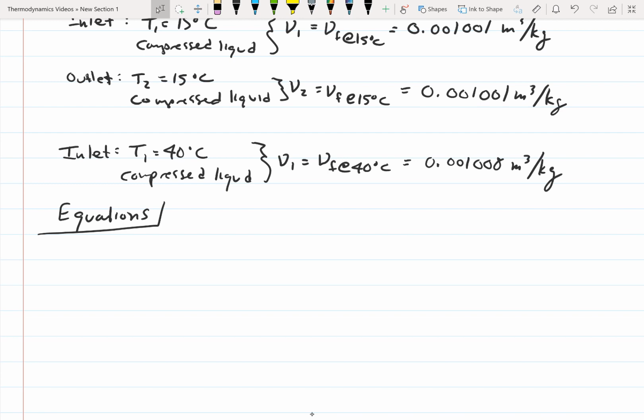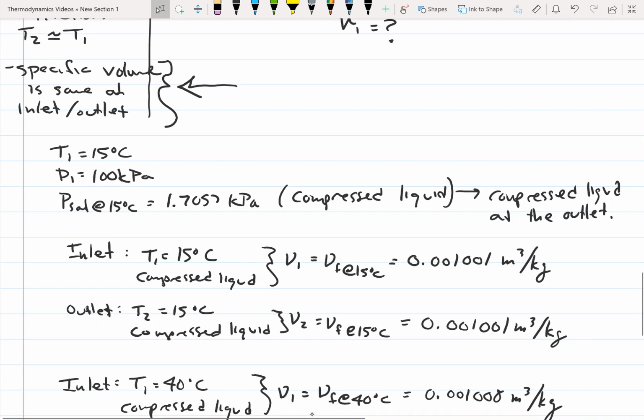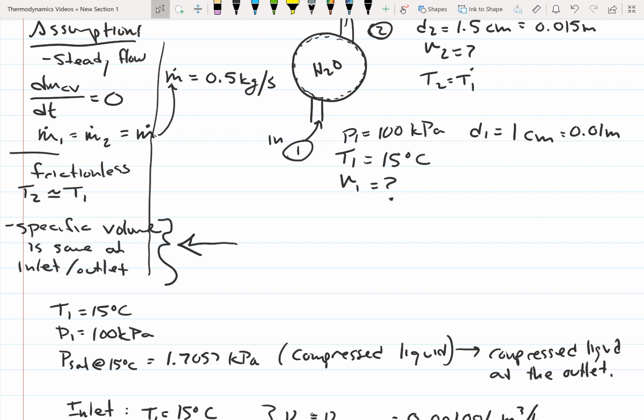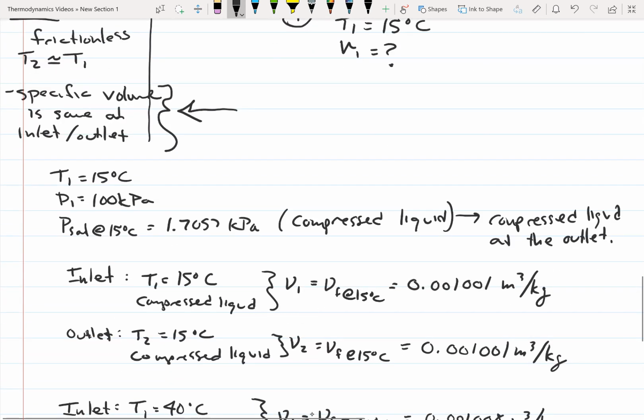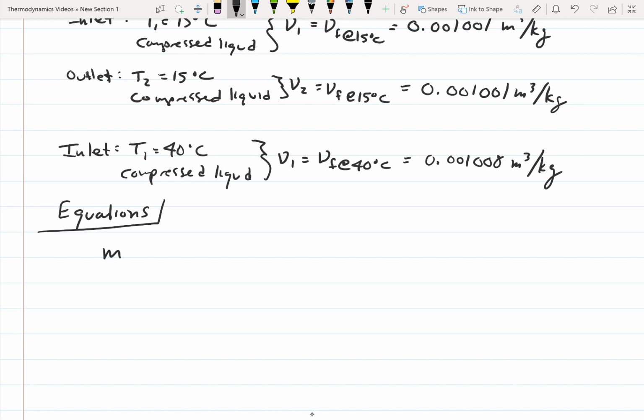Basically, we're just going to need a mass balance. We've already kind of done that in our assumptions. Since we've assumed steady flow, the mass in the control volume isn't changing with time, so the mass in is equal to the mass out. So m dot 1 is equal to m dot 2. The mass flow rate is equal to the velocity multiplied by the area over the specific volume, so we just set these equal, and this is equal to m dot, which was given.